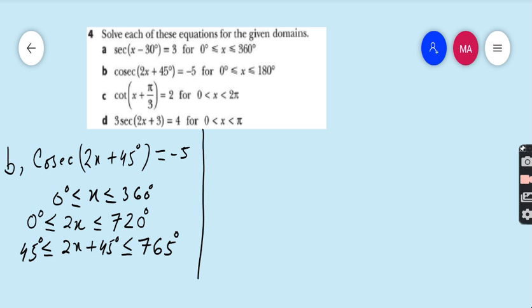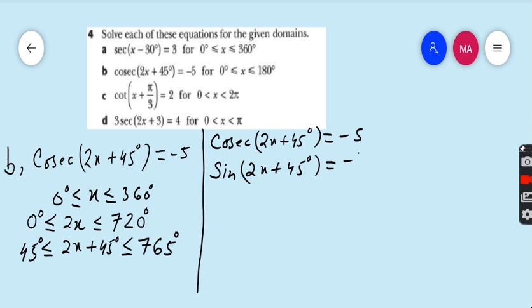Now take the question again. Cosec (2x plus 45 degrees) is equal to minus 5. Convert this cosec into its reciprocal function. The reciprocal of cosec x is sine. So sine (2x plus 45 degrees) should be minus 1 upon 5, that is minus 0.2. This is negative, and sine is negative in the third and fourth quadrant.